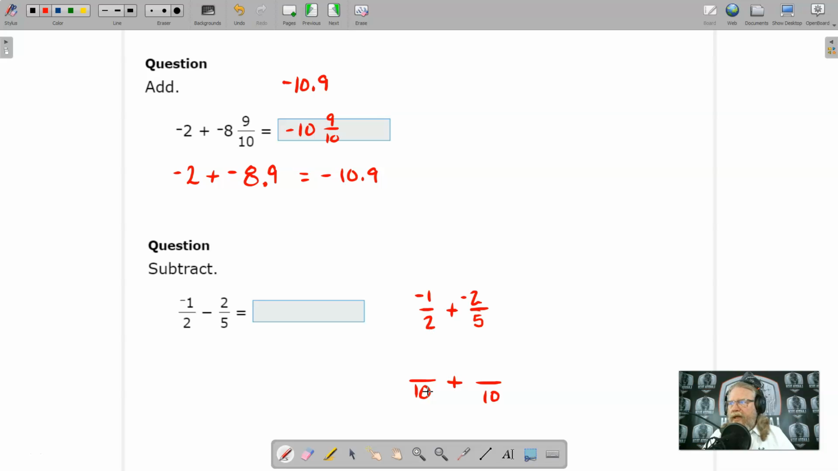Now, I had to multiply 2 times 5 to get to 10, so I'm going to multiply negative 1 times 5 to get negative 5. I had to multiply 5 times 2 to get to 10, so negative 2 times 2 is going to be negative 4. Now I can go ahead and add straight across. Denominator is going to remain as 10. Numerator, I'm adding two negative numbers. It's going to get more negative. 5 plus 4 is 9. Negative 9 over 10 is my final answer.